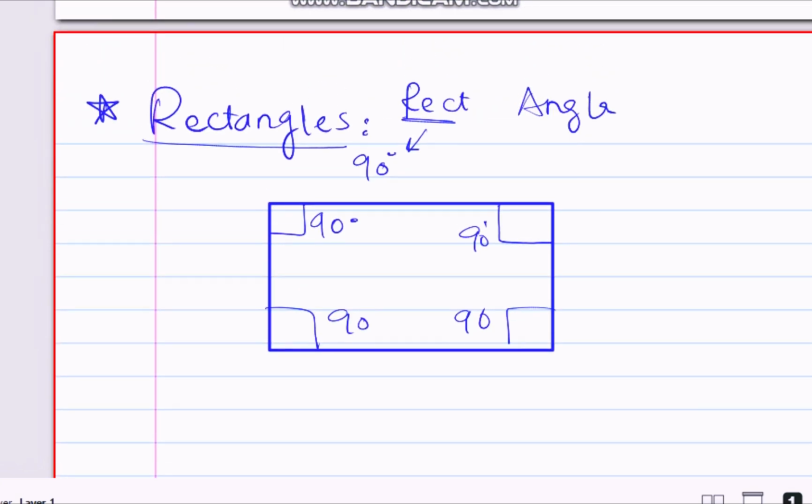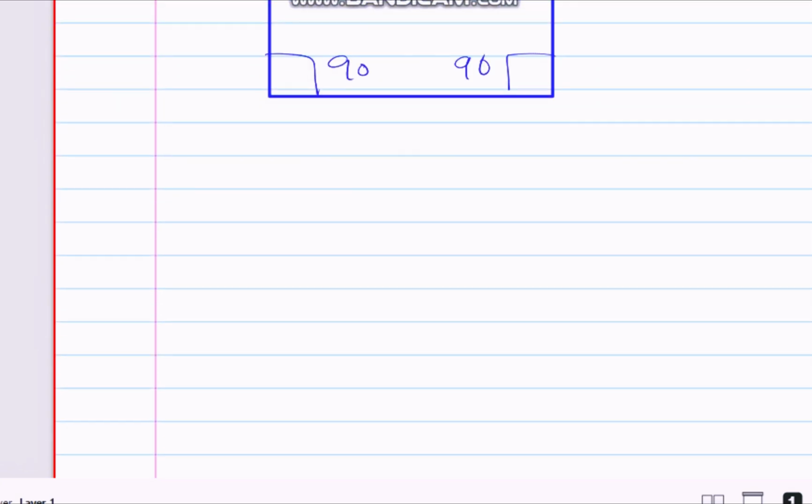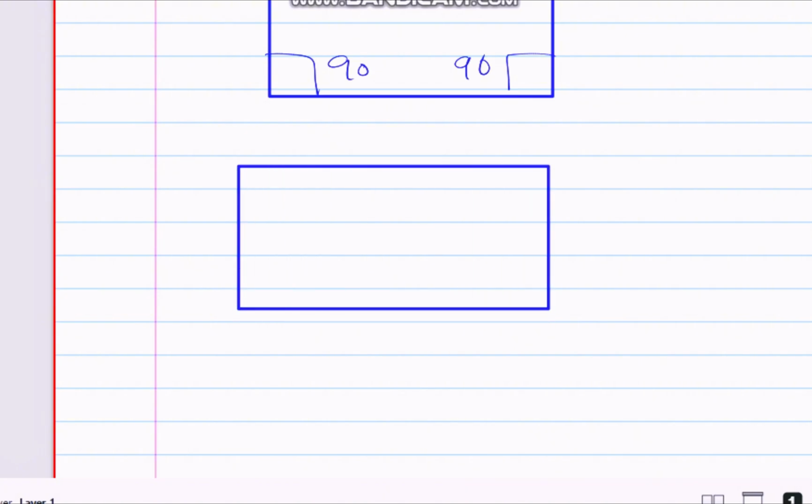And now we have to find its area. What is the area of the rectangle? Again it's very easy, we just have to multiply. Let me draw the rectangle again. Basically in a rectangle, this length is equal to this length, and this length is equal to this length. We call the length, for example, let me check what it is called in the book.